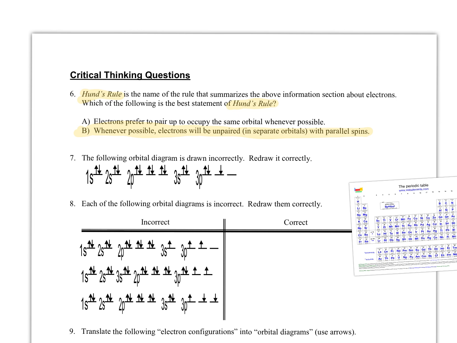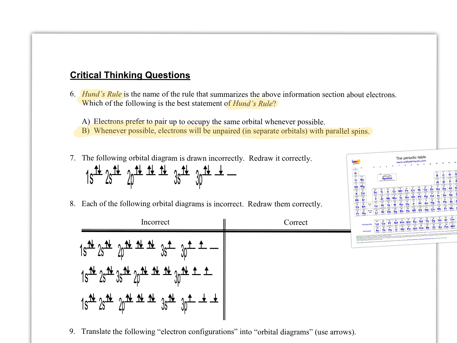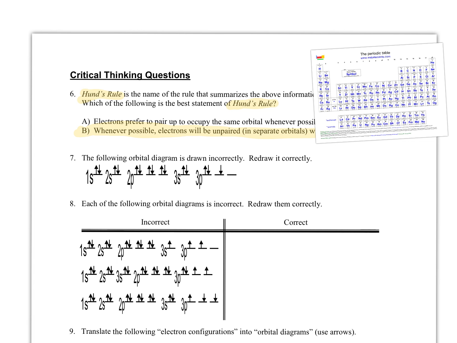All right, number 7. The following orbital diagram is drawn incorrectly. Redraw it correctly. Okay. So we have 1s2, that looks right. So 1s, and then we have this. And then we have 2s with 2, so that looks right. We have 2p, and it's all full. So if it's filled, that's easy. Then we have 3s. Oh, I forgot the s over there. 3s with 1 orbital, and that's filled.